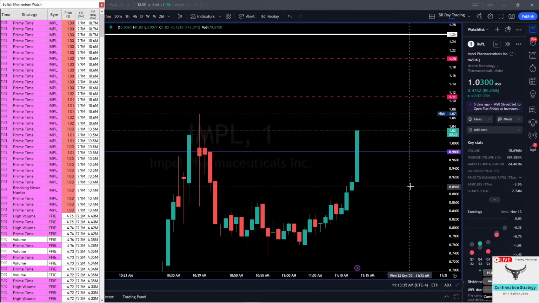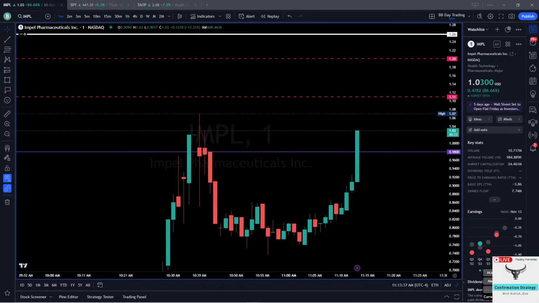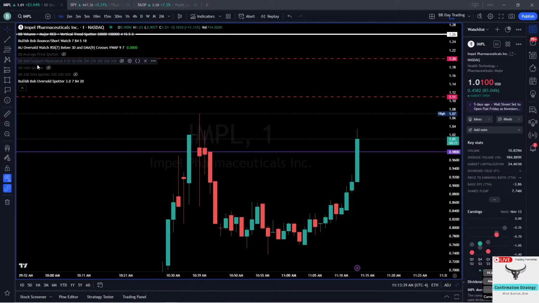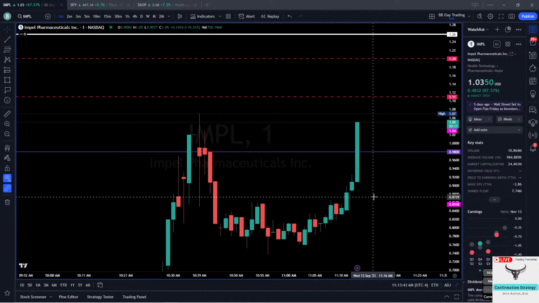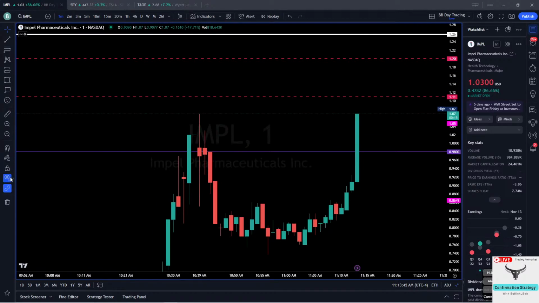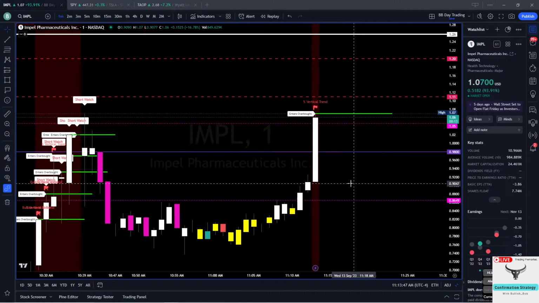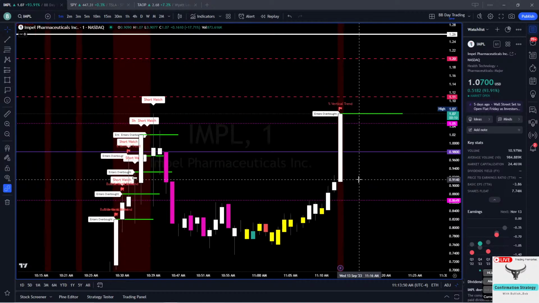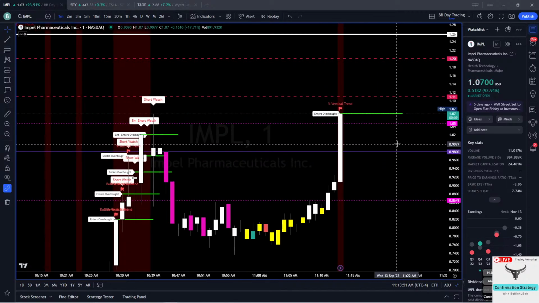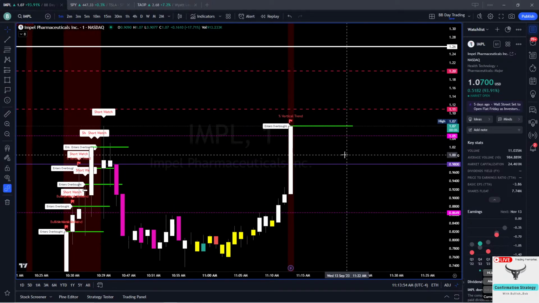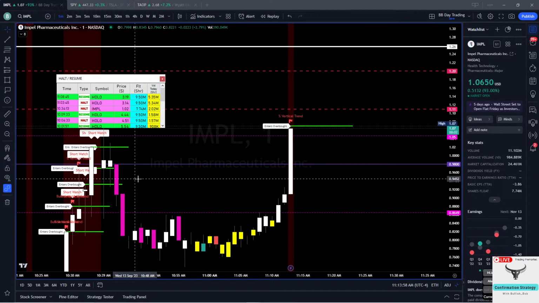Did it halt? Looks like it halted. Let me turn on the halt. I didn't turn on the halt. Did I? There we go. Looks like it's halted. No, it didn't halt. It's right at its halt level, I believe. It's right near its halt level right now, 105. This is a cheapo, though, so they don't halt them as often. Let's see what it does. Did it halt? Let's pull up the halt scanner. Let's pull this over and see if it halts.